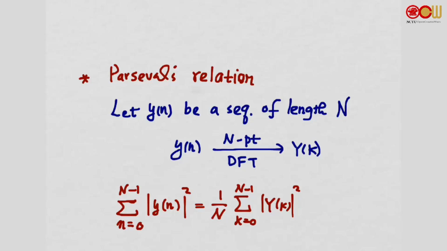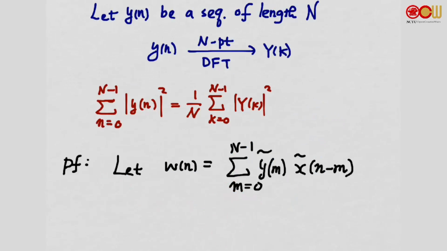Very similar to the DTFT, we have Parseval's relation. Suppose y is a sequence of length n. We apply the n-point DFT on y, and we get Y k. Parseval's relation says that the energy of y in the time domain, the sum of absolute value squared, is the same as the energy in the frequency domain normalized by n. The proof is also quite similar.